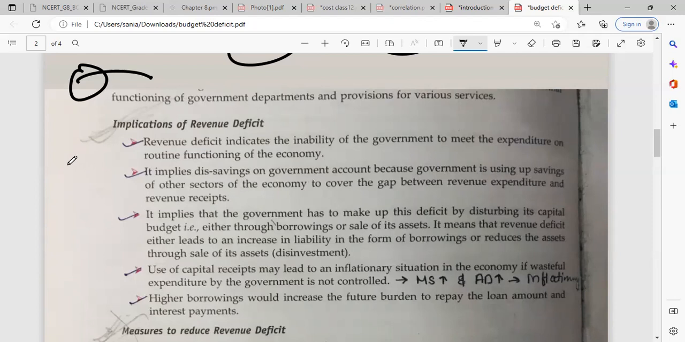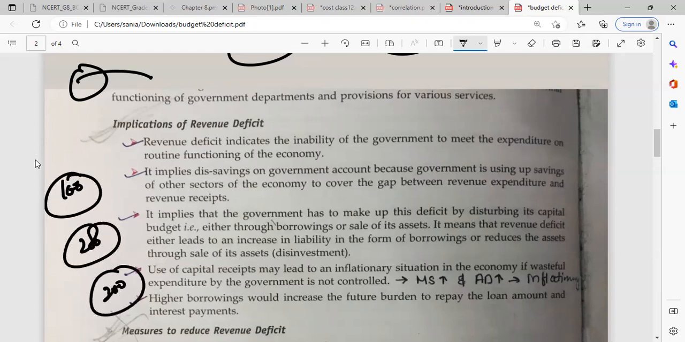For example, over here, the government decided that 100 rupees will go here, 200 rupees in this sector, 300 rupees in this sector, but this was the budget. But similarly, this was for 120 rupees, so the government will be using the money from some other sector, right? So that means dissaving.